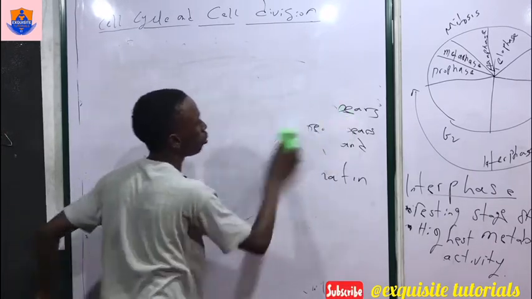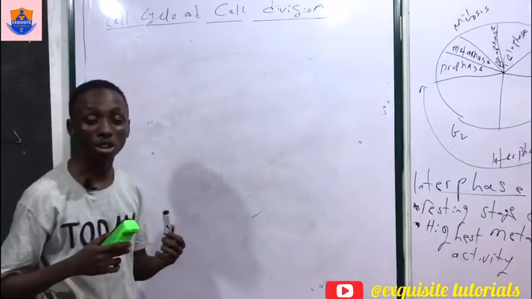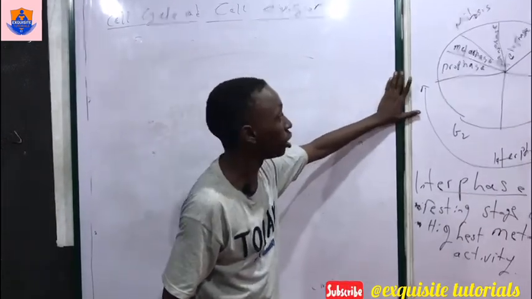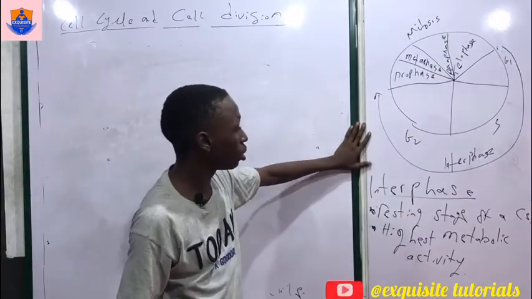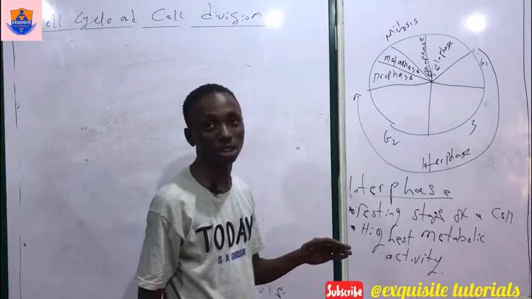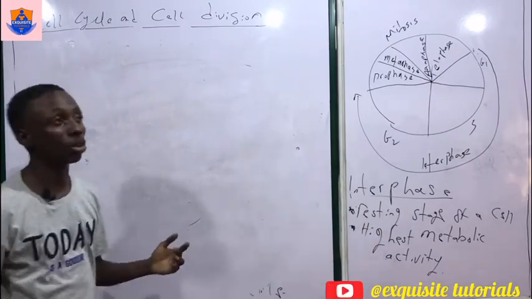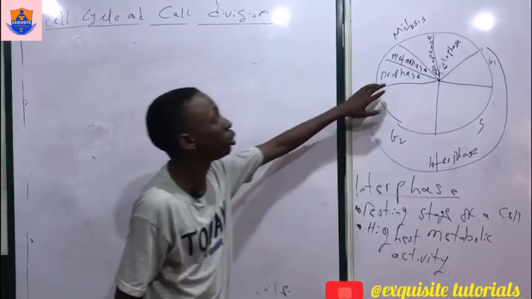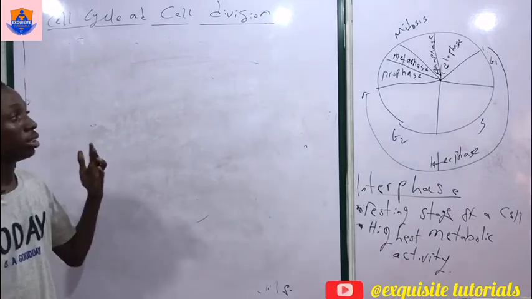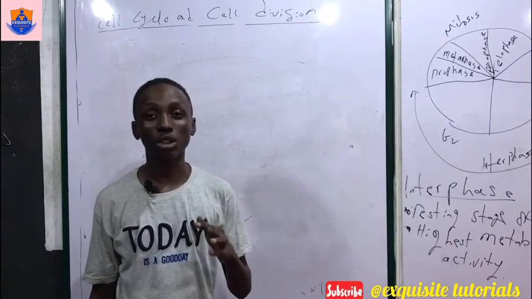Now let's do a quick review of what we've done up to now. We started with the cell cycle, then we dropped down the stages of the cell cycle. Then I gave a diagrammatic illustration of the cell cycle, which you can use to remember it. Then we went to the interphase stage, which we said is the resting stage of the cell, the stage that has the highest metabolic activity. Then we talked about the stages of mitosis: prophase, metaphase, anaphase, and telophase. Then we talked about an importance, which is very useful. I said mitosis is very useful in terms of growth.